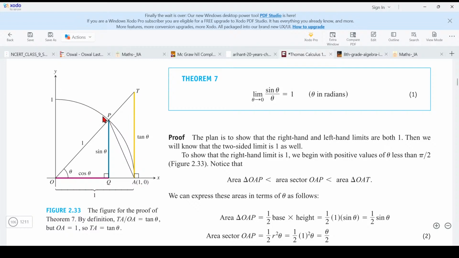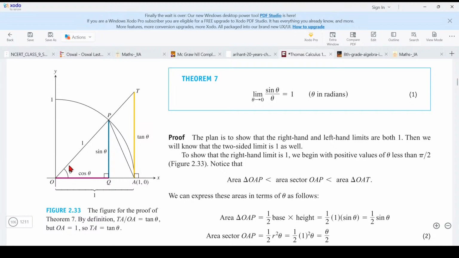This is a quarter circle of radius 1. This is the radius, and what is the height? R cos theta is this one, R sin theta is this one. R is 1, so this length is sin theta. Agreed? This length is cos theta. Agreed? Now, if this is the radius, this is theta.